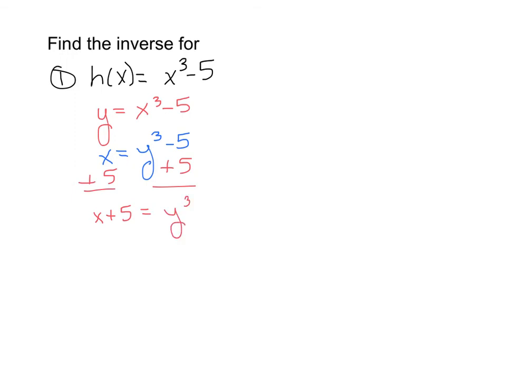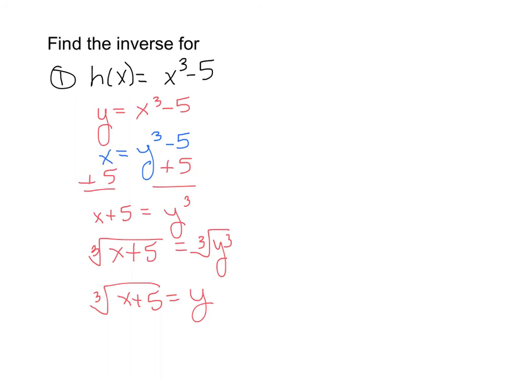To get rid of a cube, you would have to take a cube root. So we have the cube root of x plus 5 is equal to the cube root of y cubed, or the cube root of x plus 5 equals y. But it's not really y, it's, in this case, h inverse. So we have h inverse of x is equal to the cube root of x plus 5. We shouldn't have any issues with the domain and range here, and that's because they're both all real numbers, negative infinity to infinity.